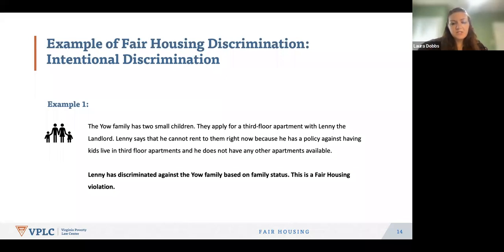This would be a discrimination against the Yao family based on familial status and would be a fair housing violation. Lenny cannot treat the Yao family differently from other tenants simply because they have children. He has his own opinions about where kids should be allowed to live.